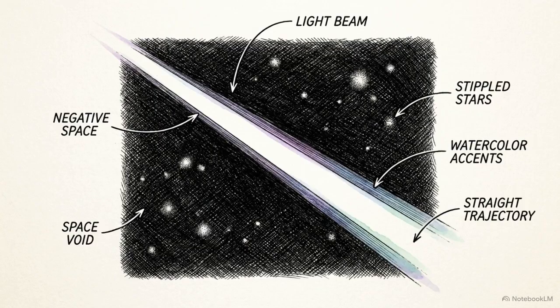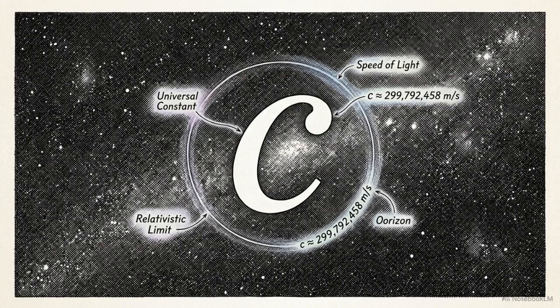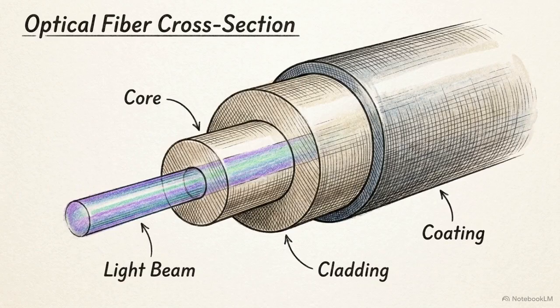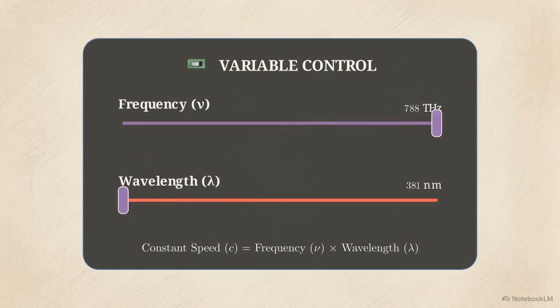In a vacuum, these waves travel at an absolute constant speed, which physicists denote with the letter c. That velocity is exactly 300 million meters per second. It operates as a hard, fundamental speed limit of the universe. Because that speed is locked, engineers cannot speed light up or slow it down to encode data. The only variables we can actually manipulate in an optoelectronic system are the wave's frequency and its physical wavelength.